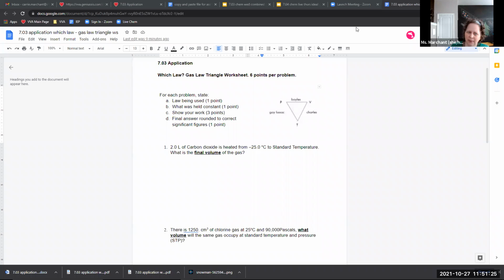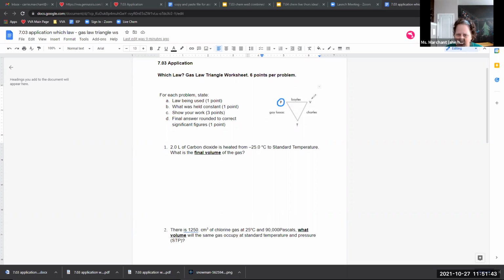Hello. So sometimes it's complicated to figure out which problem to get started with. So you get stuck before you even get to the math because you don't know which law you're dealing with. So that's where this gas law triangle comes in handy. And hopefully after you get done the worksheet, it's a little bit clearer.